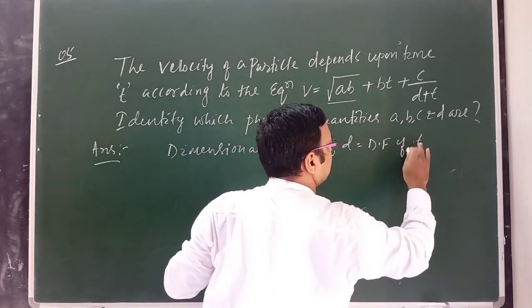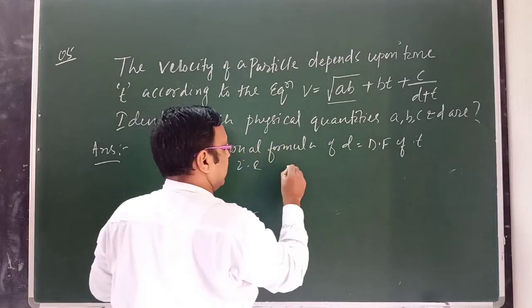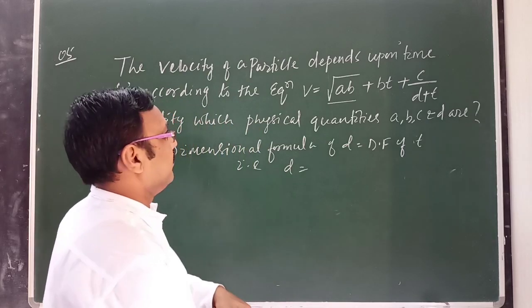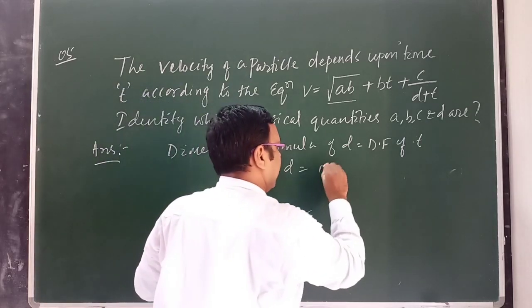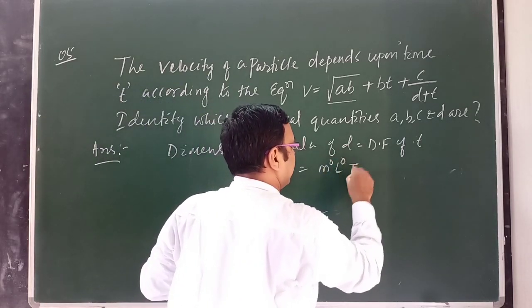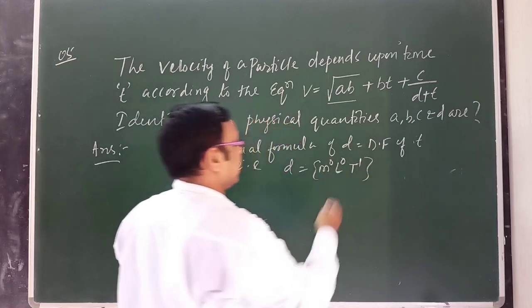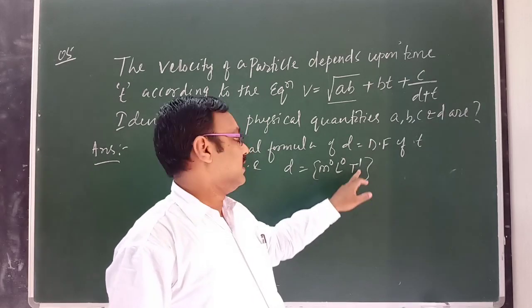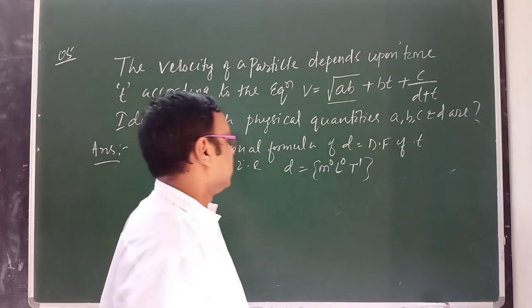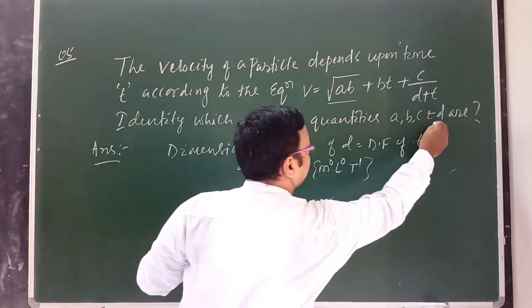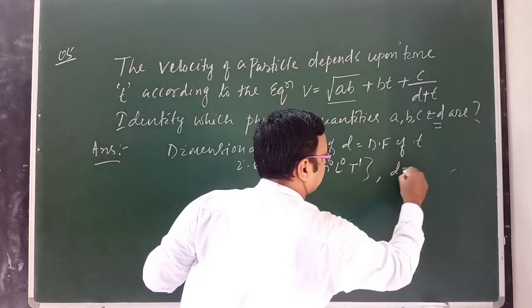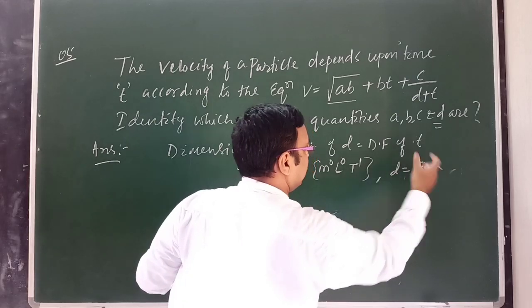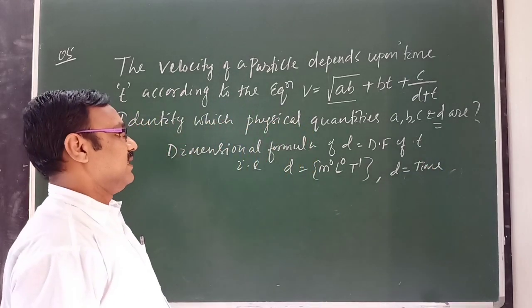Clear? That is, you can say D should be equal to T, meaning time. T is here time. So T stands for what? M0, L0, T1. Now we got the dimensional formula M0, L0, T1. And this is the dimensional formula of what? Time. So the given physical quantity for D is how much? Time. So D has the same dimensions as time. So the given physical quantity is time here.